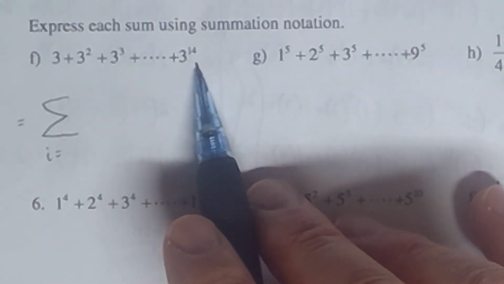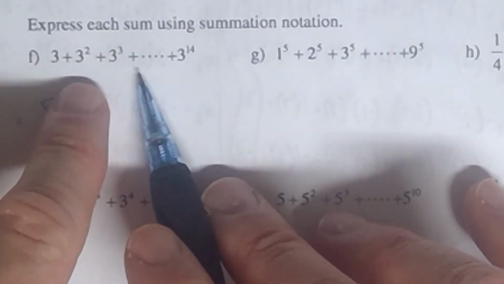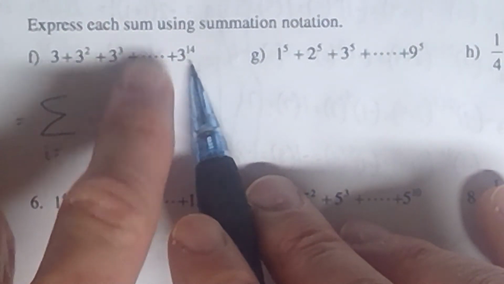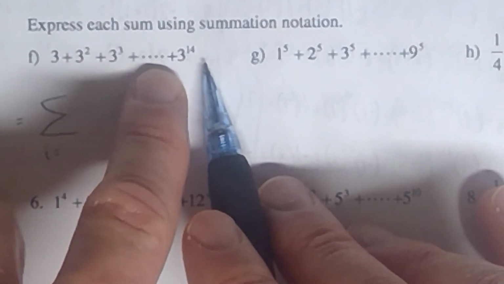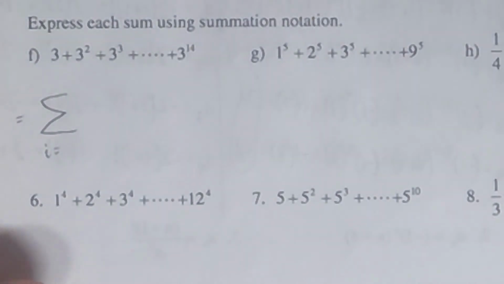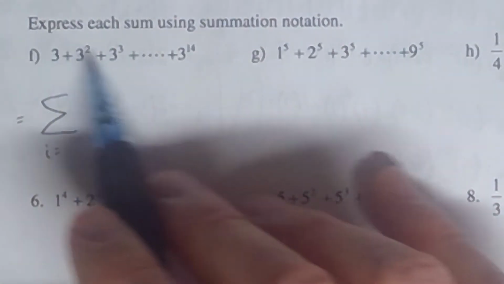Let's look at what we've got up here. We're adding up 3 to the first, 3 to the second, 3 to the third, and then the dots just mean it follows that same pattern. So the next term will be 3 to the fourth, and then 3 to the fifth, and then 3 to the sixth. And ultimately, it would go all the way to 3 to the 14th power. Okay? So what's the common pattern there?